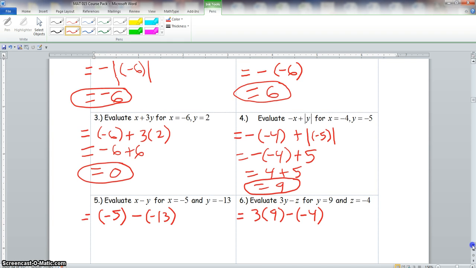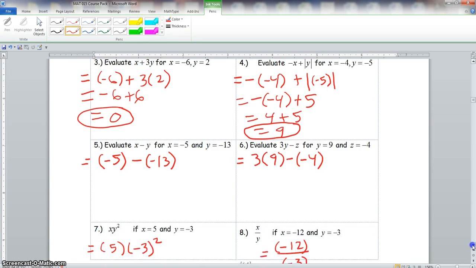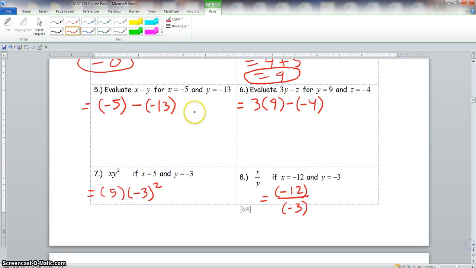Now, we scroll down here to number 5. It says evaluate x minus y. X is -5, so we put in -5 for x, and then y is -13. We put in -13 for y. So now the only operation we have here, because we cannot do anything with the parentheses, is this subtraction. So it'd be -5, and then the opposite of -13 is +13. And we know -5 plus 13 will give us 8. But we know 13 is furthest away from 0, so it'll stay positive. So it'll be a +8.